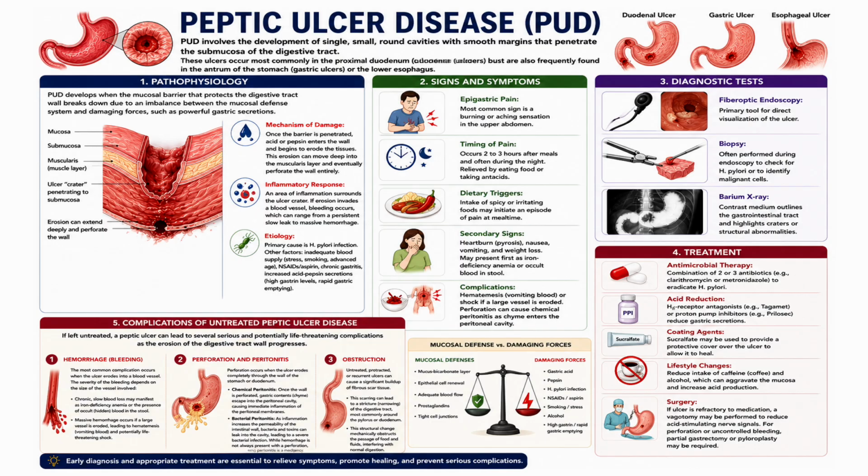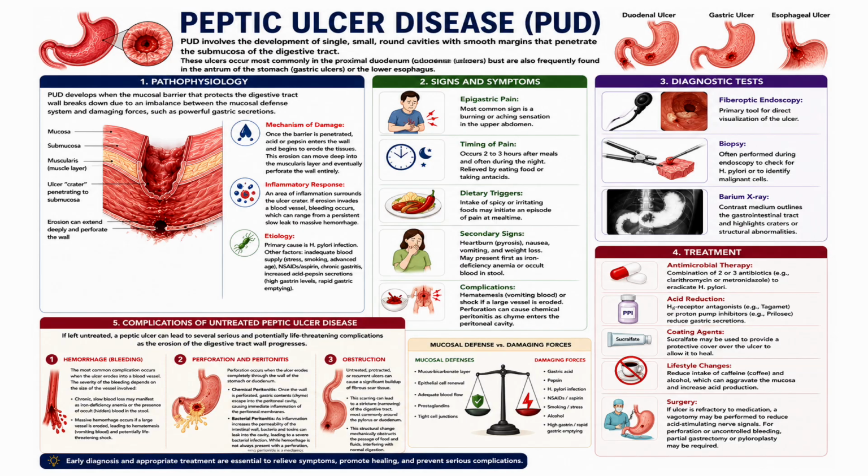Then we have peptic ulcer disease, which is also commonly seen in clinical settings. This often occurs when single small round cavities with smooth margins penetrate the submucosa of the digestive tract. Remember the different layers of the digestive tract we covered in the overview lecture? So this basically penetrates into the submucosal lining.